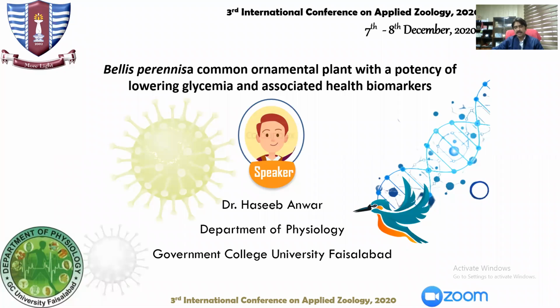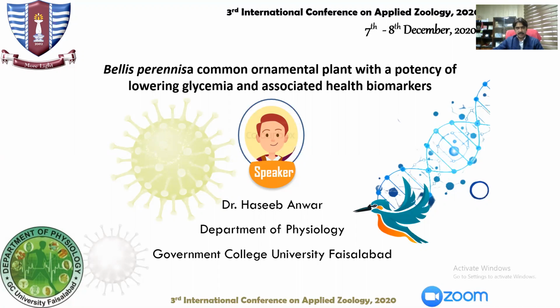The topic of my research is Bellis perennis, a common ornamental plant with the potency of lowering glycemia and associated health biomarkers. I am Dr. Haseeb Anwar from the Department of Physiology, Government College University, Faisalabad.